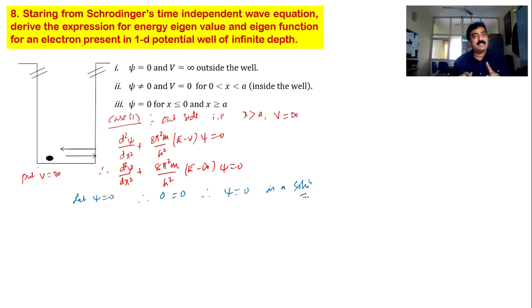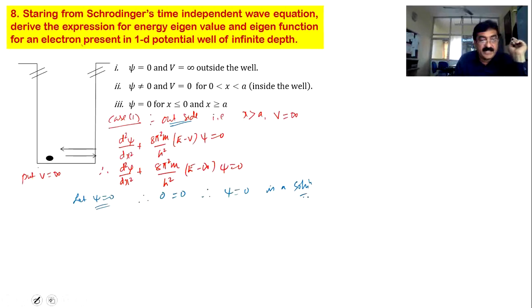How do you say it is an acceptable solution? If psi equal to 0, what can we say? Outside the well, the particle cannot be seen. Psi equal to 0 means the probability of finding the particle outside the well is 0. This is the meaning of psi equal to 0. So this is one of the acceptable solutions. Now let us go to the second case, case number 2.